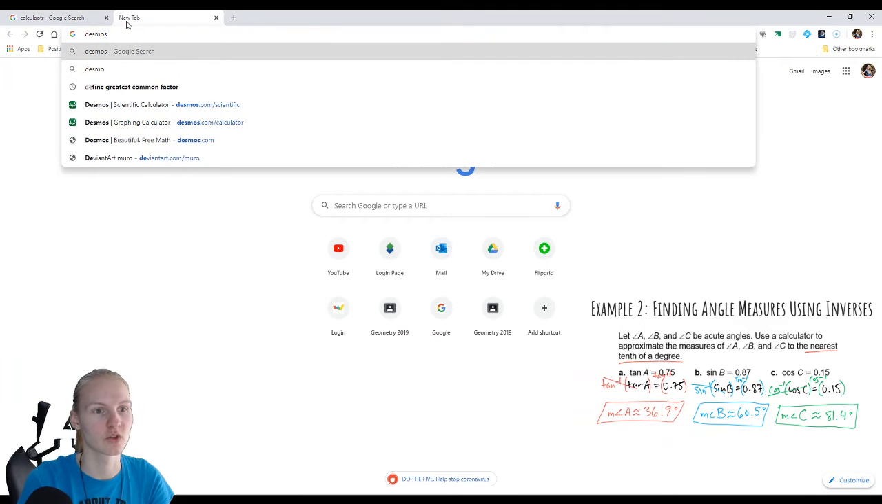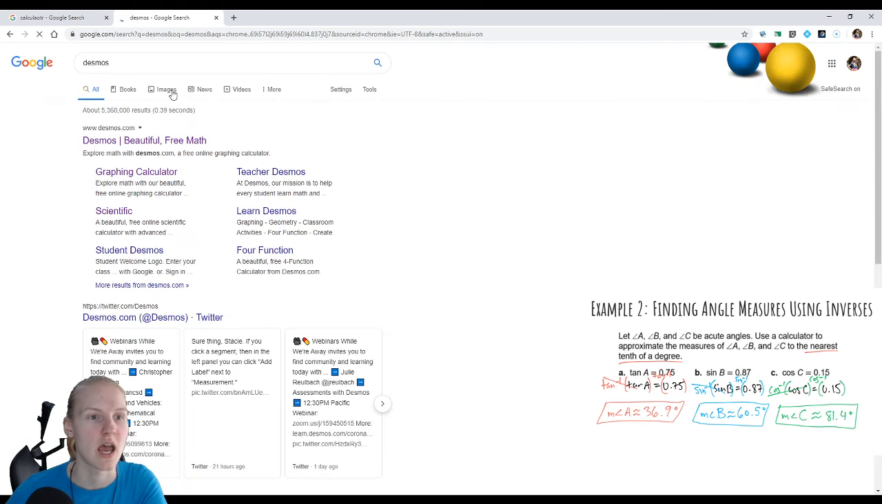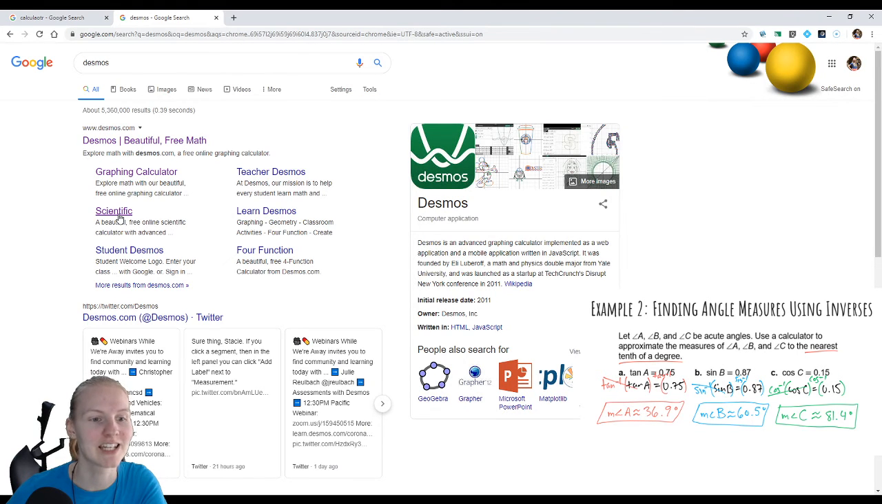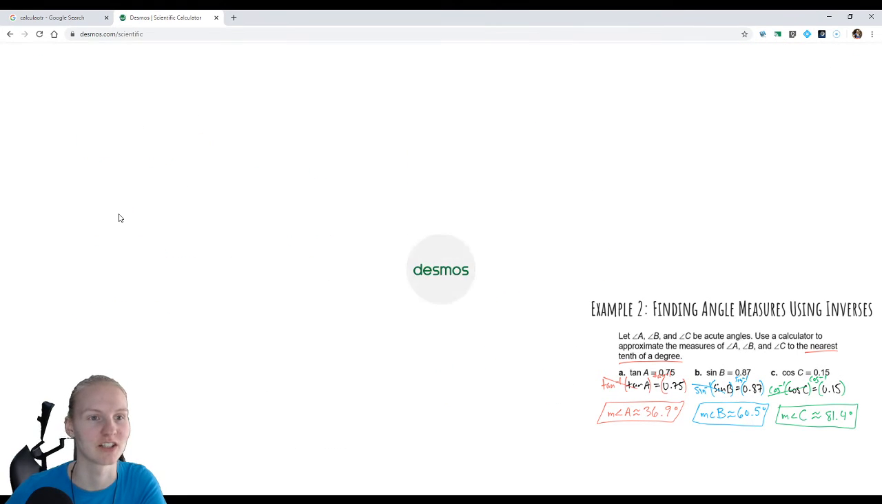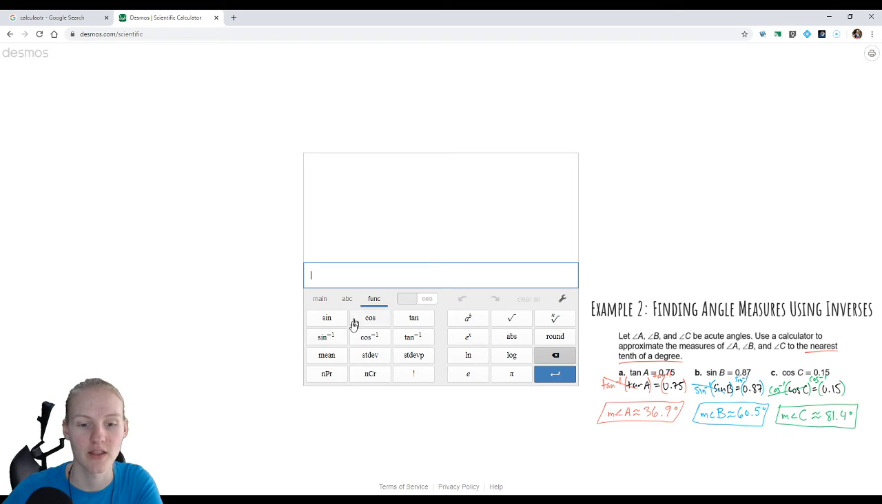Now, let's hop on over to Desmos. I'm just going to Google Desmos, and you'll see, scientific. We want a scientific calculator, and now, same thing, we want to be in degrees, and we are in degrees, so that is wonderful. There is no inverse button on this calculator, as you can see, but if you go to function, that's what F-U-N-C stands for, function. You click on that, now we're talking.